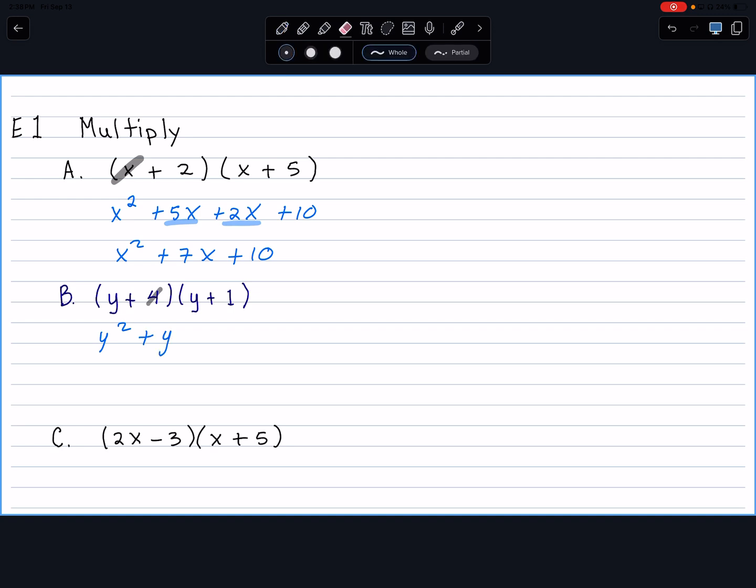I'm done with the y, so I'm going to cross it off, and I'm going to move on to the 4. I'm going to multiply the 4 to both. 4 times y, 4y. Don't forget to put the plus. 4 times 1, 4. The last thing we do, if there are any like terms, which there may not be, there are in this case. So we get y squared, then we have 1y plus 4y, which is 5y's, and 4. In regards to letter B, do you have any questions?